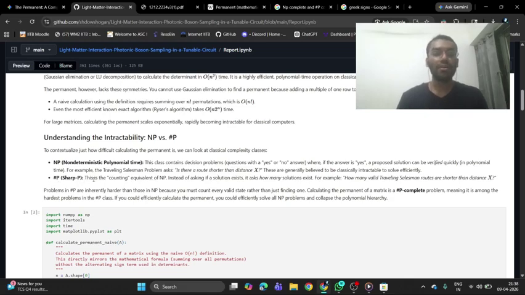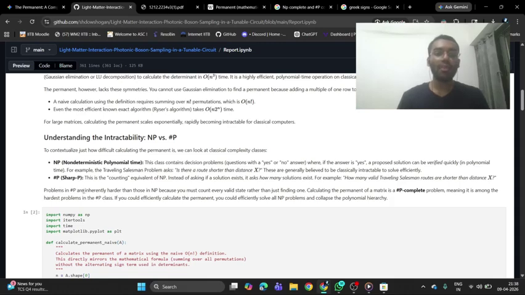And #P, pronounced sharp P. This is the counting equivalent of NP. Instead of asking if a solution exists, it asks how many solutions exist. For example, how many traveling salesman routes are shorter than the distance x?